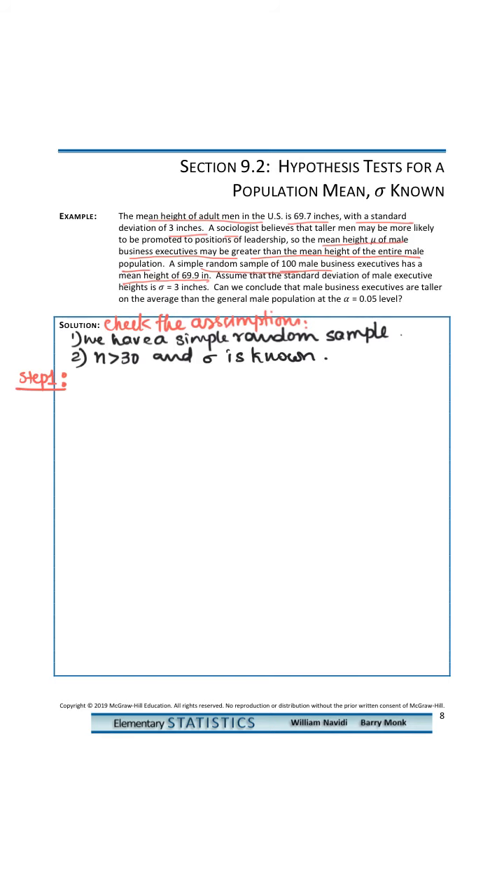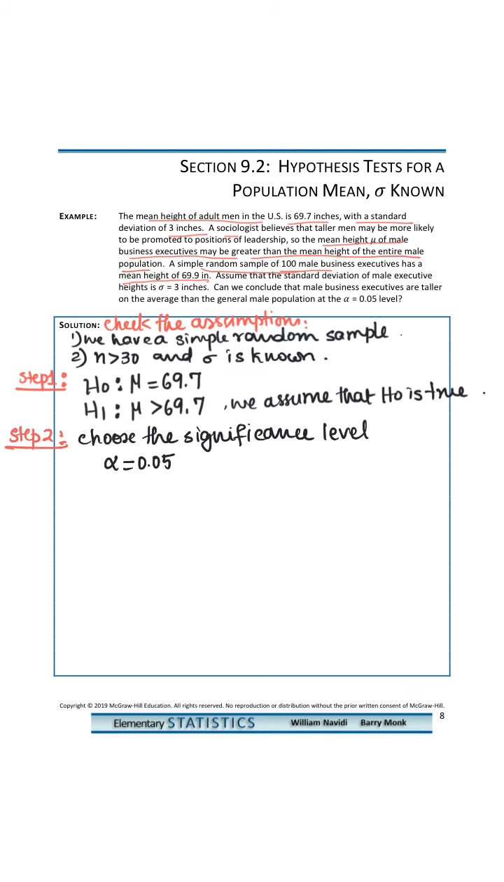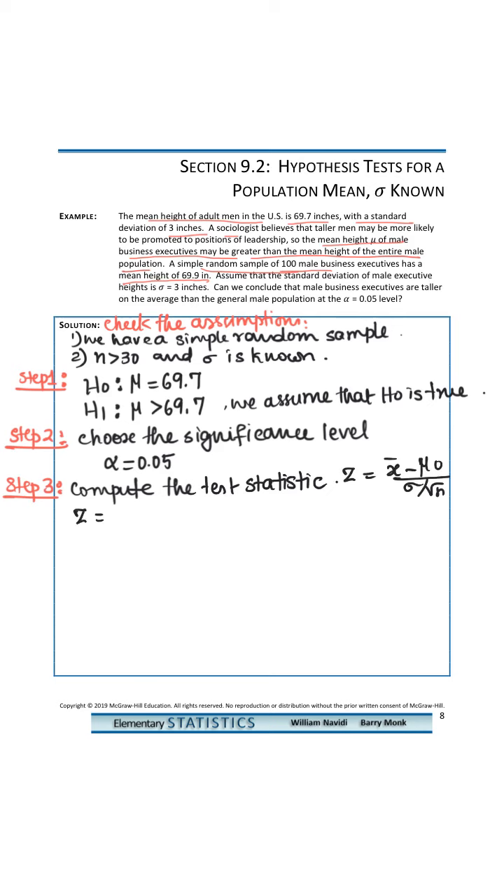Step 1 is state the null and alternate hypothesis. Step 2, choose the significance level. Here the significance level is alpha equal 0.05. Step 3, compute the test statistic. Step 4, compute the p-value.